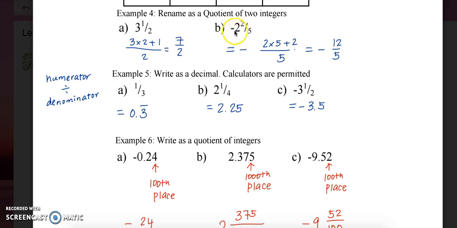The same goes here. It's a negative number. Leave the negative sign on the outside. To find the new numerator, you do 2 times 5 plus 2. You get 12 over 5. So it's negative 12 over 5.